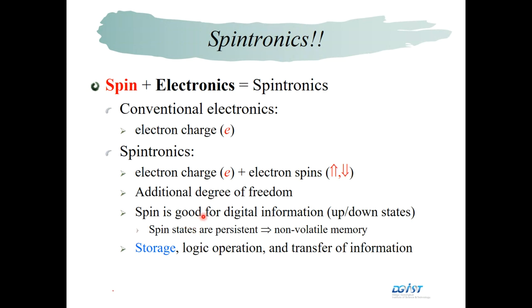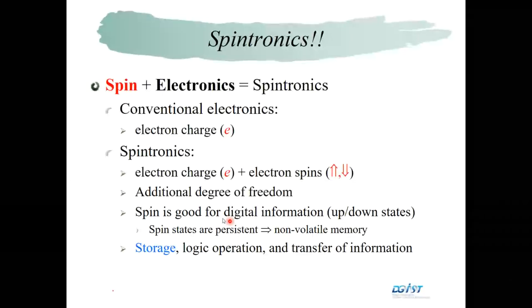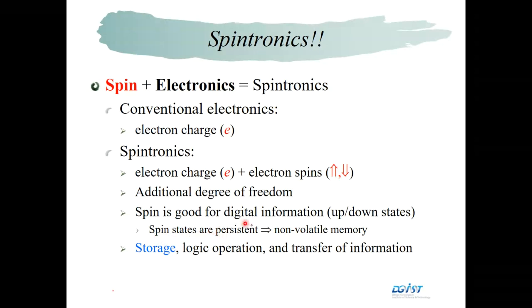Also, as you see here, the spin is aligned up or down, so there are two very well-defined states, called the binary state, up and down. That means it is very suitable to describe digital information. In addition, the spin state is persistent. Persistence means if you assign one direction of the spin, it will keep its direction if you don't give any perturbation. So if you write the information once, it can stay. That's the very basis of information storage.